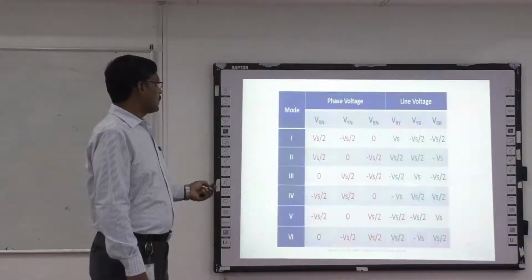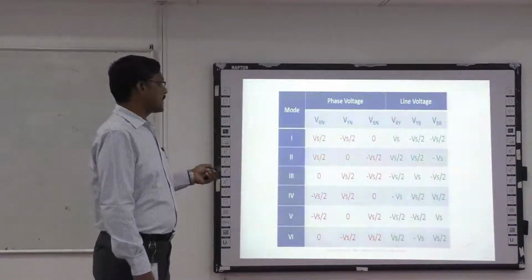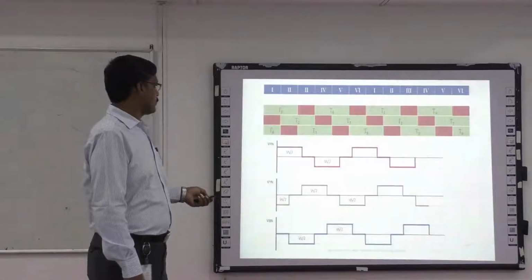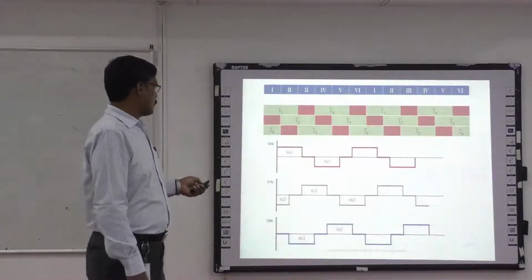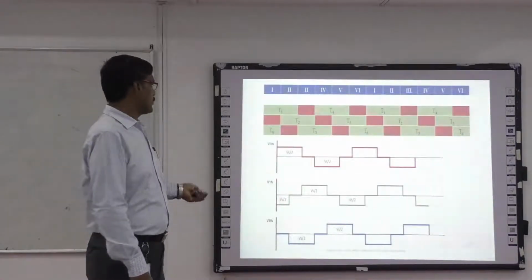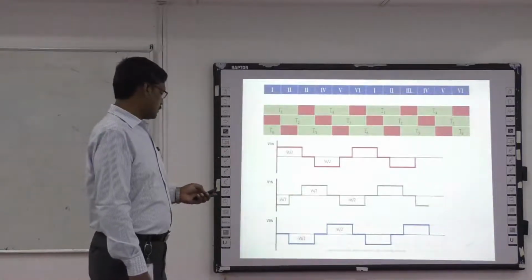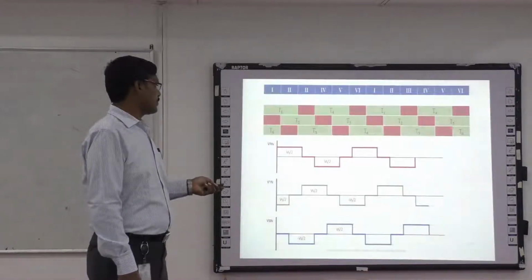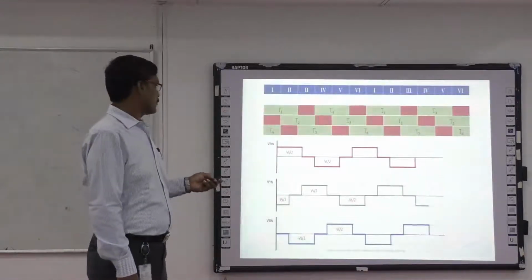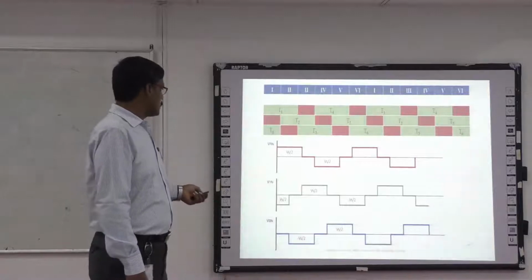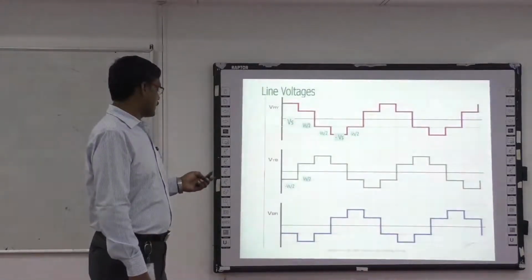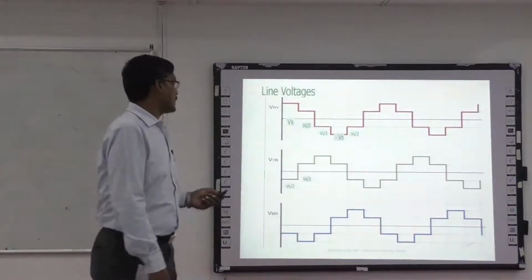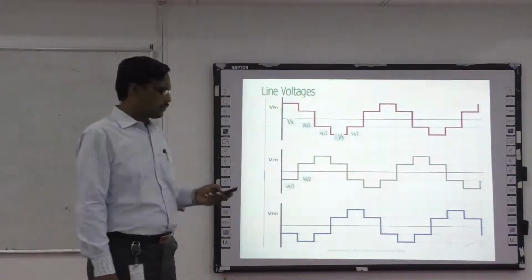So these are the various phase and line voltages applied for different modes of operation. Based on this, we can draw the waveforms. So these are all the phase voltages for the 120 degree mode of operation. During this 120 degree mode of operation, you will get a quasi square waveform output for phase voltages, whereas the line voltages are going to be a stepped waveform. So this is the difference between 180 degree mode of operation and 120 degree mode of operation.